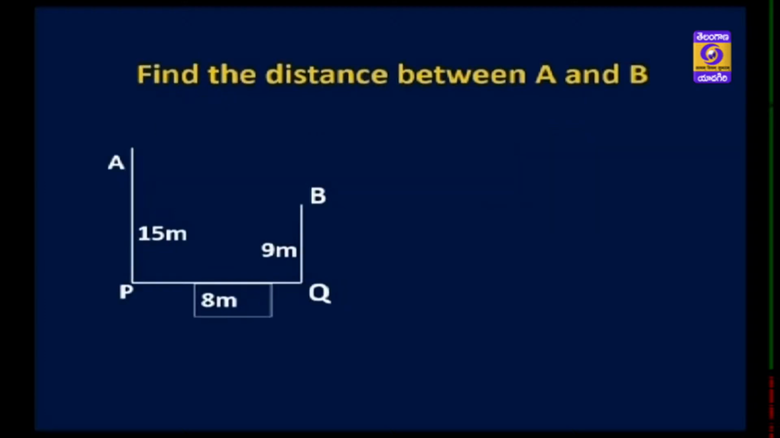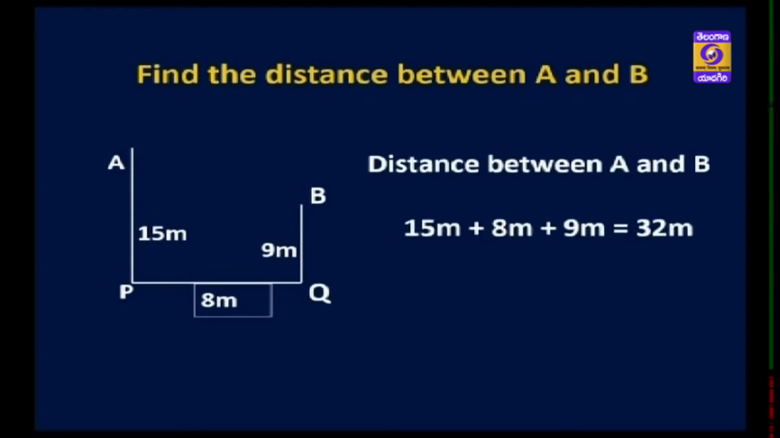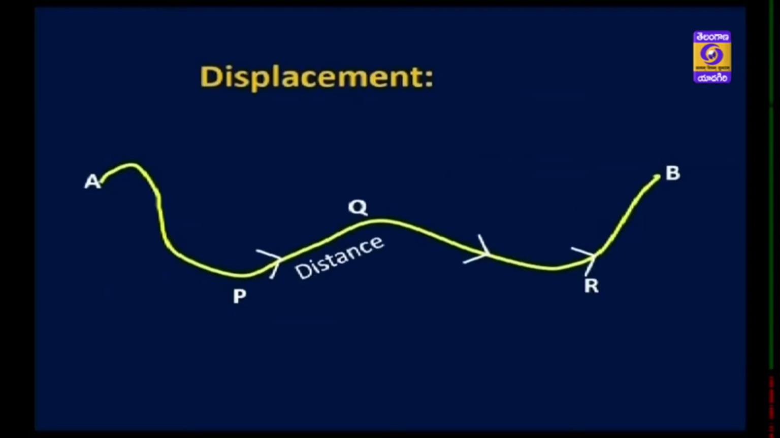Let us do another numerical. Here again an object has moved from point A to point B along the given path. Here AP is 15 meters, PQ is 8 meters, QB is 9 meters. So the total distance has to be 15 meters plus 8 meters plus 9 meters, which comes out to be 32 meters.